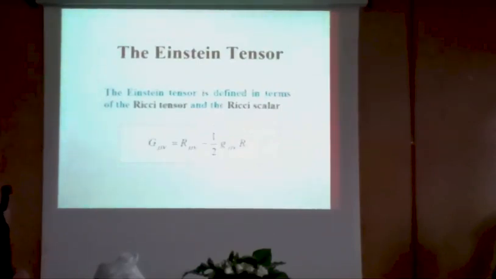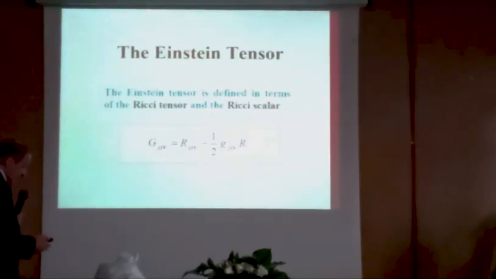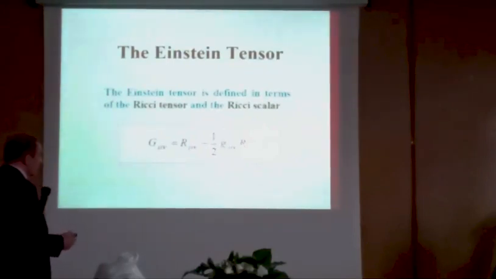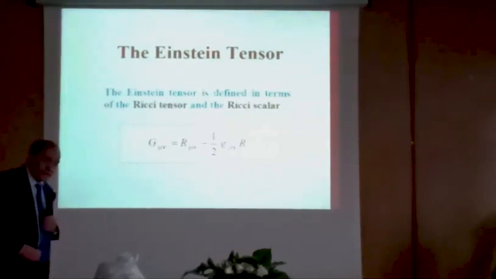Now I come back to the Einstein tensor. This is the Einstein tensor. So what does the Einstein tensor consist of? It consists of the Ricci tensor and the Ricci scalar. So in fact, this is the relation. This is what we call the Einstein tensor.